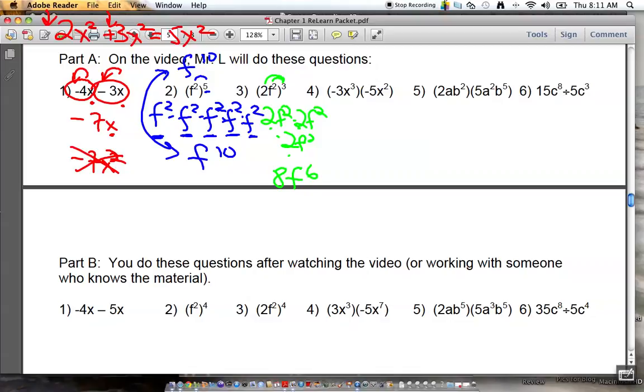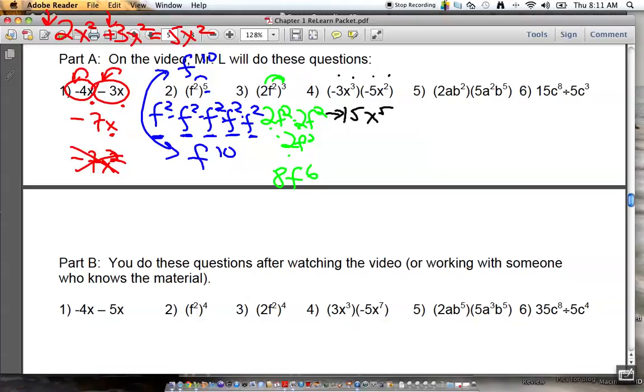Speaking of multiplying coefficients and adding exponents, number 4: negative 3 times negative 5, here and here. That's 15. Add exponents, x to the 5th. This kind of question kids were doing very well with on the test. That's pretty straightforward. Multiply coefficients, add exponents.